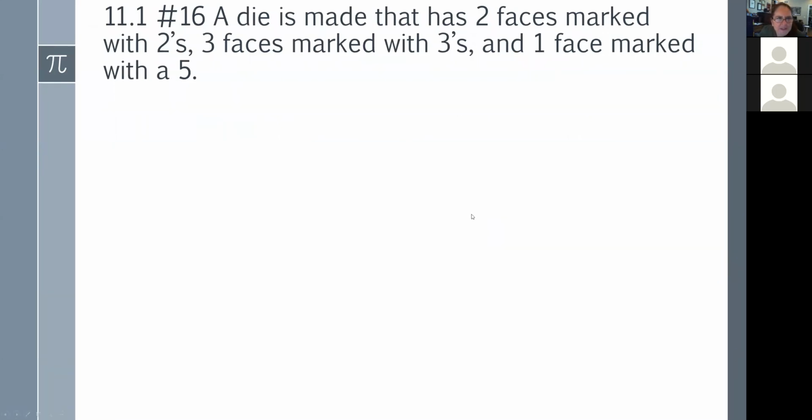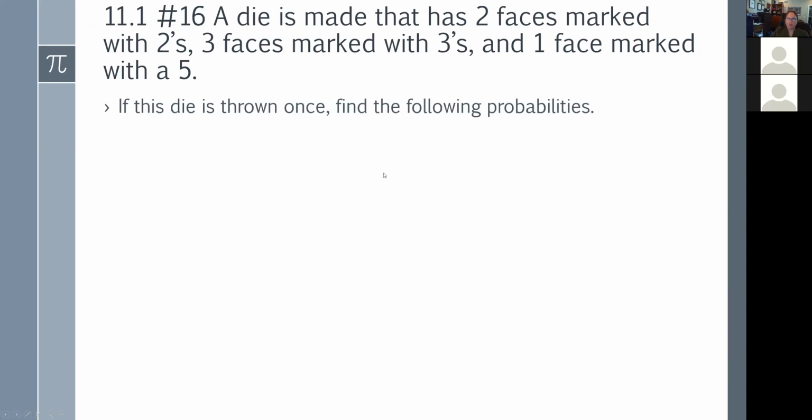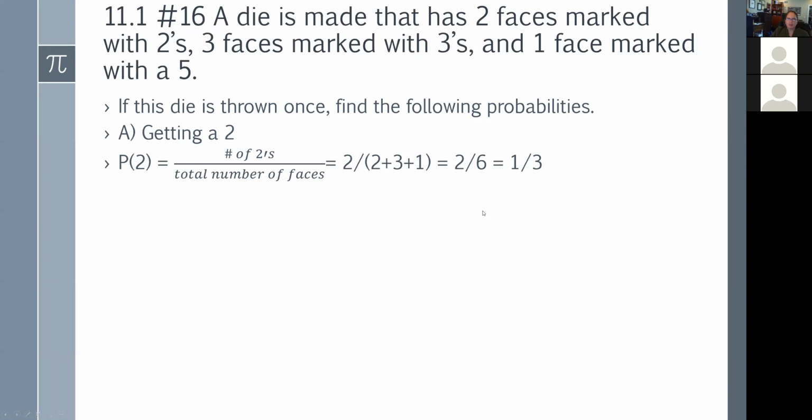Okay, so number 16, a die is made that has 2 faces marked with 2s, 3 faces marked with 3s, and 1 face marked with a 5. If the die is thrown once, find the following probabilities. Part A, getting a 2, and that's going to be the number of faces that have 2s on them out of the total. We know that 2 of the faces are marked with 2s, and there's 6 faces altogether. That's 2 plus 3 plus 1. So 2 out of 6, or 1/3 is the probability of rolling a 2.